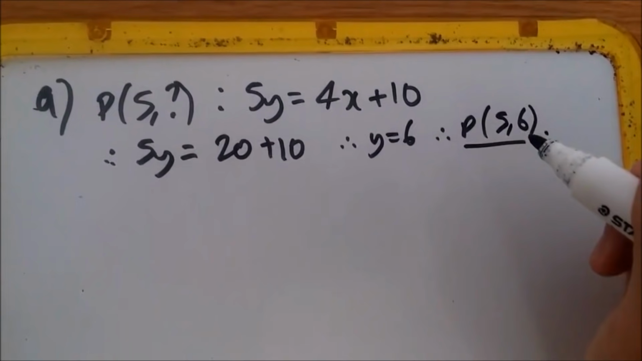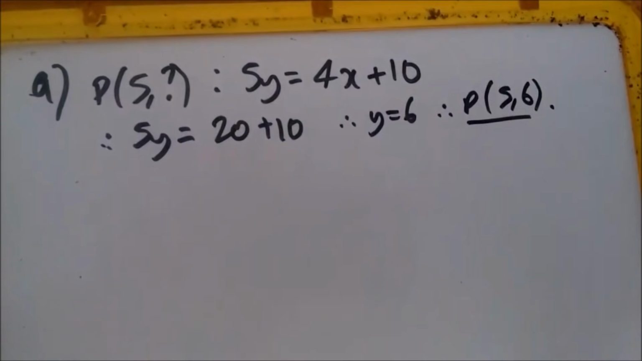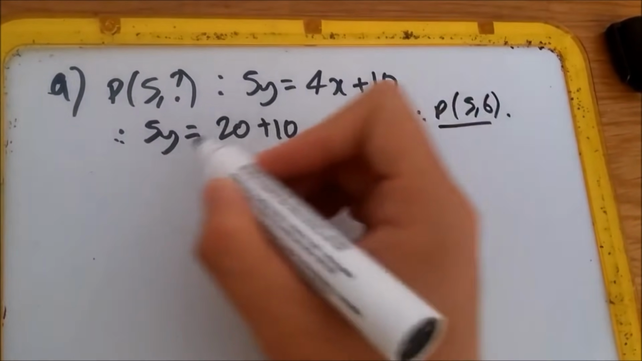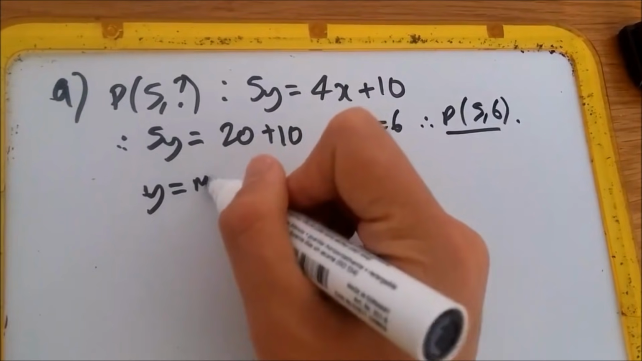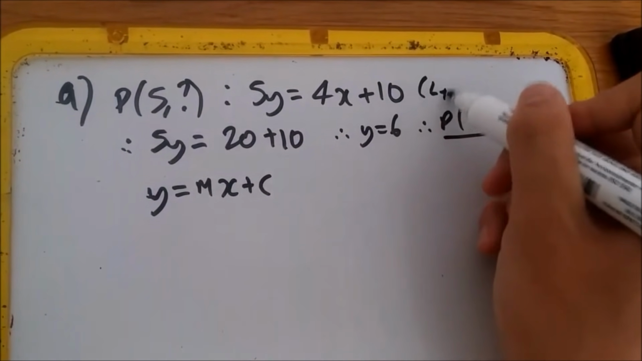Straightforward. Now we need to find a gradient. All we do is just rearrange this equation and put it into the form y equals mx plus c. This will give us the gradient of this L1 equation.